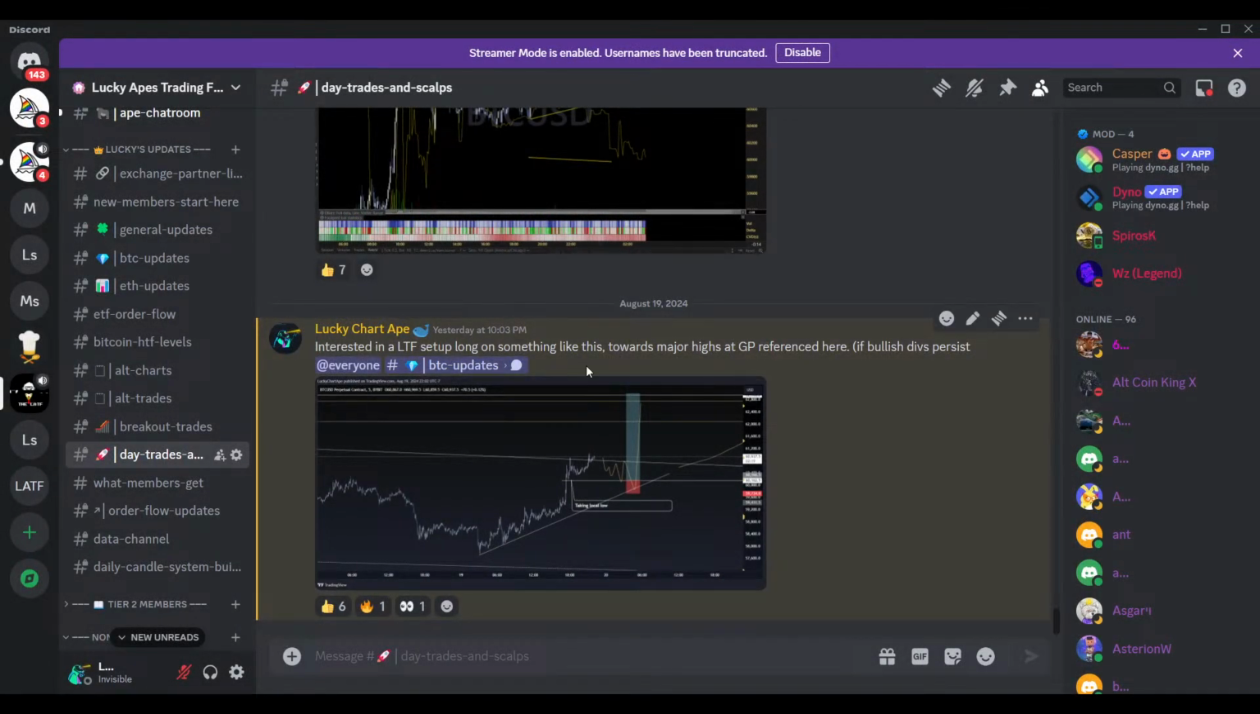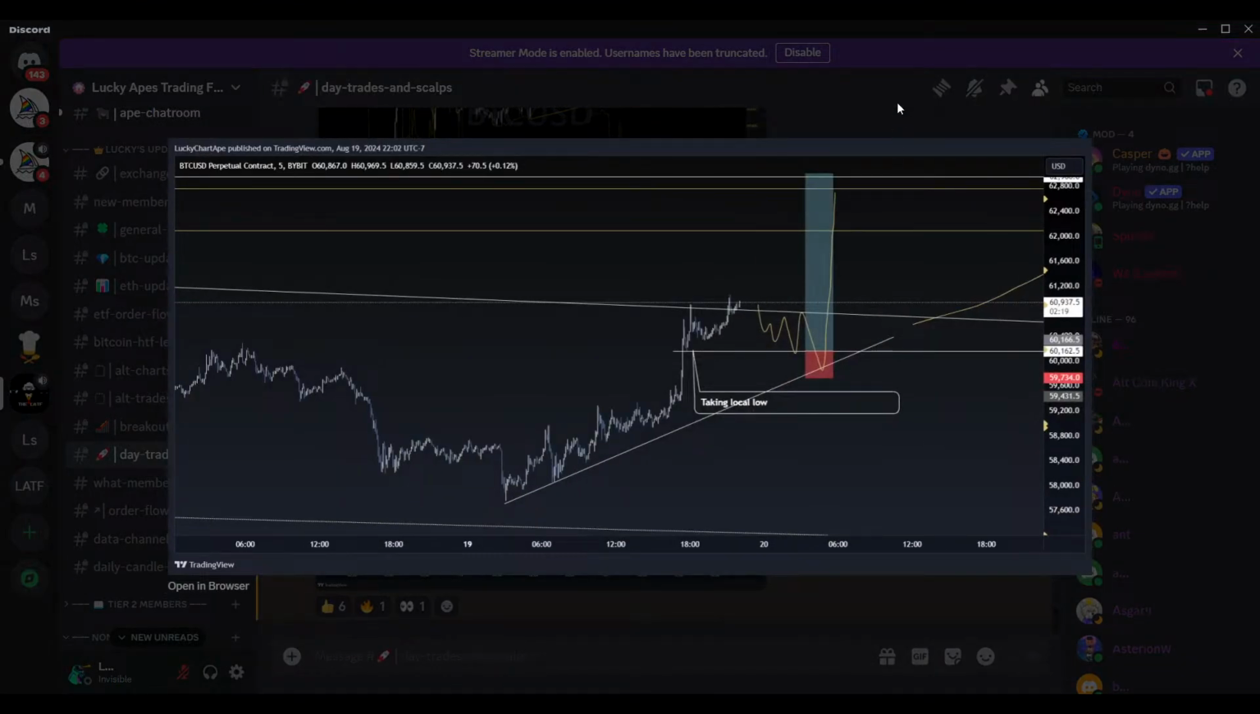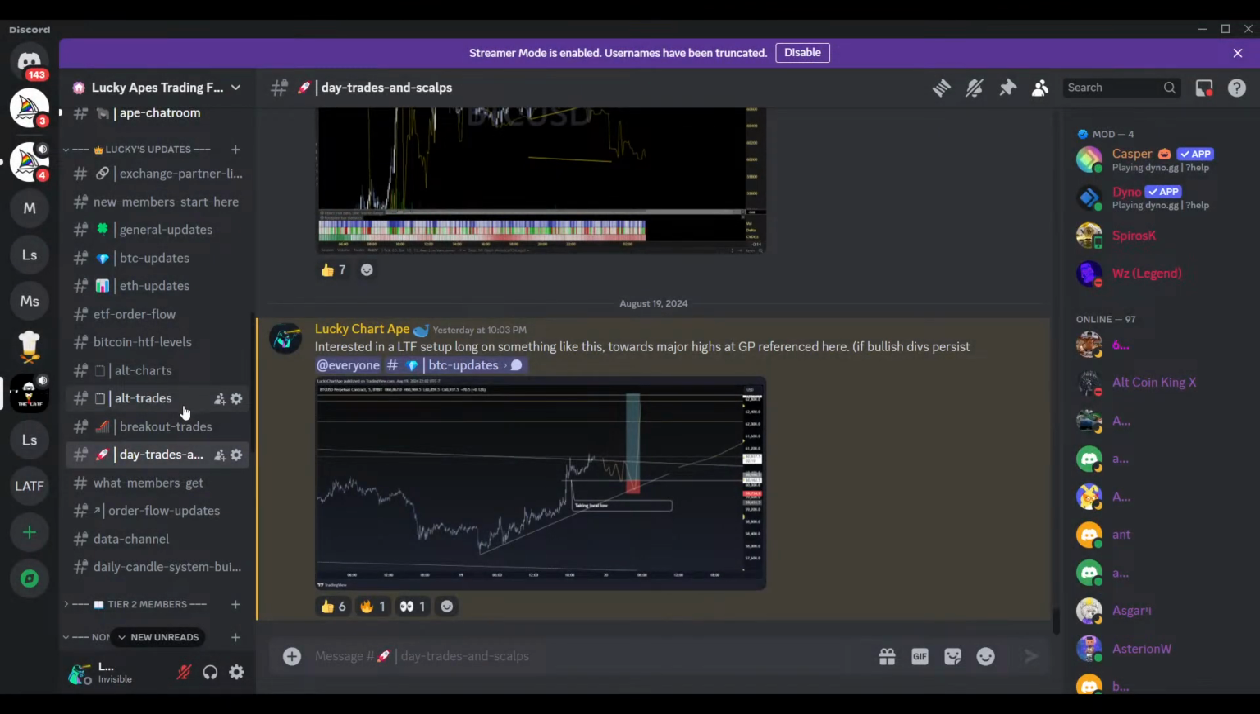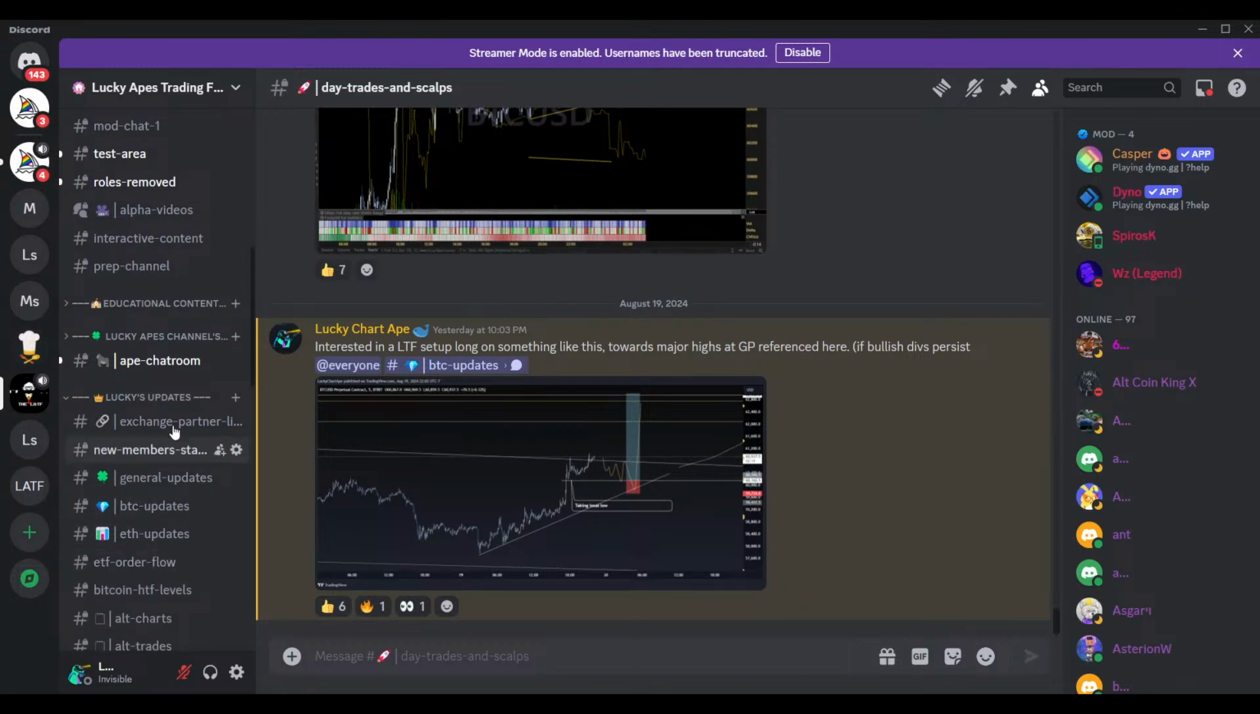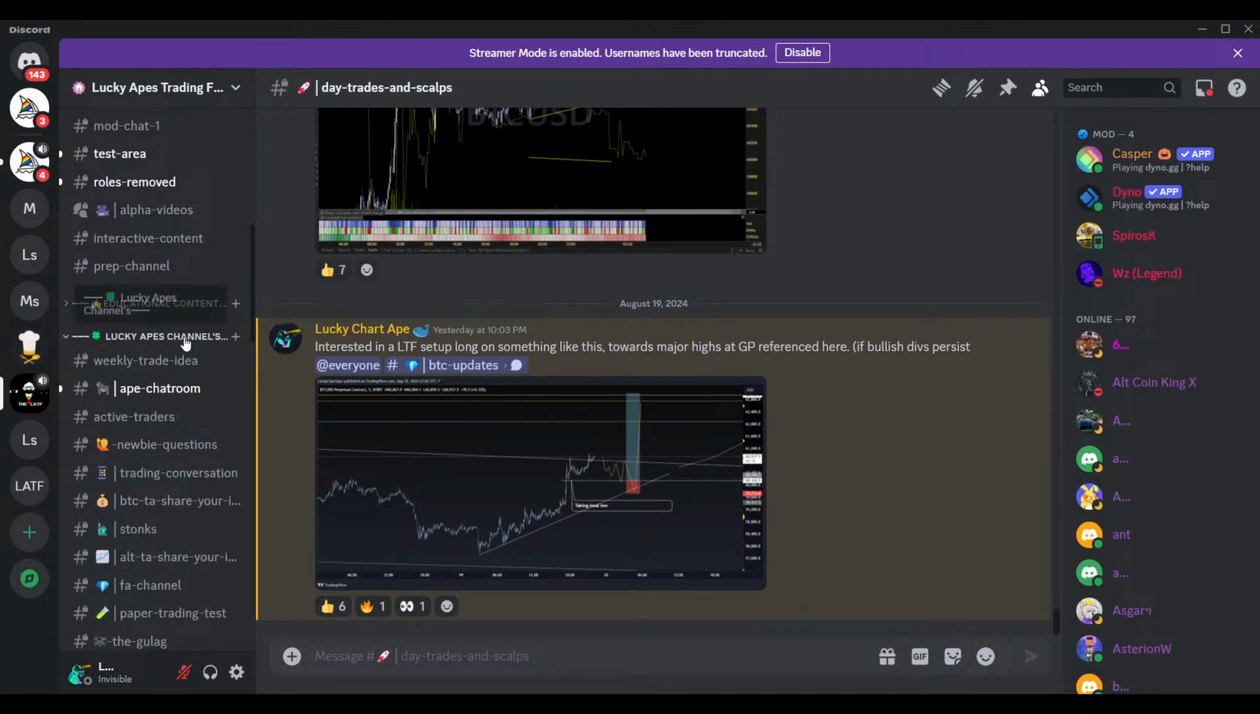It's just a local low time frame setup. That's the one I explained earlier, looking for this low to get taken. All categorized by Lucky's updates, and then you expand it, and there's the different categories, and you'll get notifications when I post. Then the Lucky Apes channel.